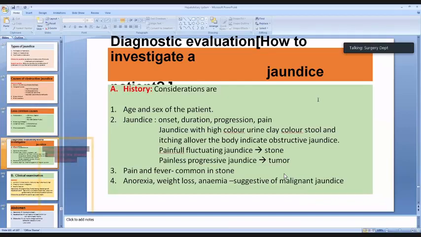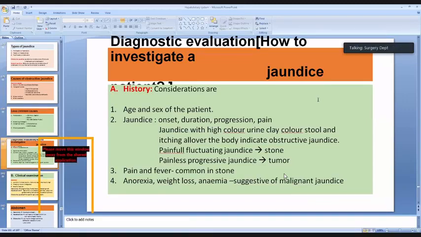But if the jaundice is hepatocellular, it will be preceded by a prodromal period of fever, nausea, vomiting, anorexia, followed by development of jaundice that progressively increases and is associated with fixed pain in the upper right abdomen. But jaundice with high colored urine, clay colored stool, and itching all over the body clinically indicates it is obstructive in nature. It may be painful, may not be painful.